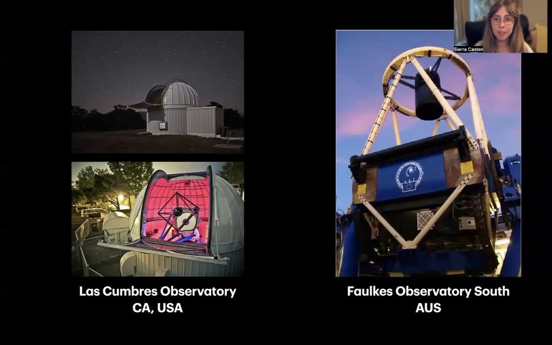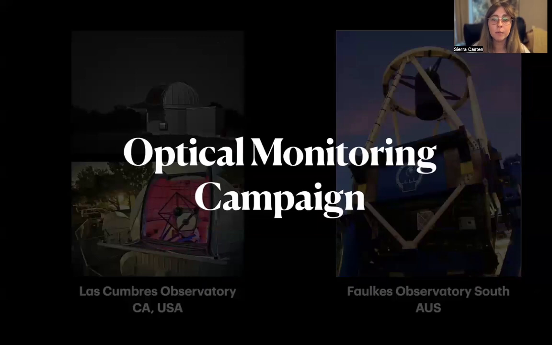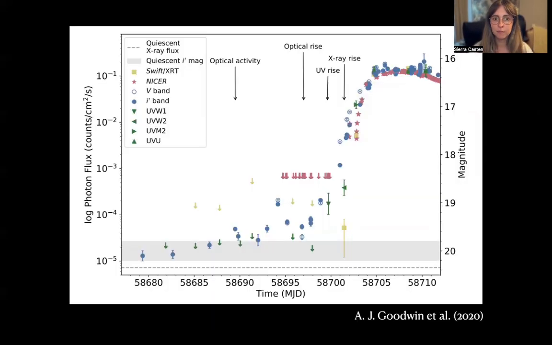Recently, there's been a team involved in optically monitoring different transient systems to see if we can get an idea of when these different outbursts might occur, preceding the beginning of it. Using the Las Cumbres Observatory and the Faulkes Observatory in Australia, this team has been doing an optical monitoring campaign. In fact, this campaign is part of the reason that NICER was able to start observing in the light curve that I showed you so early on in the period of active accretion.